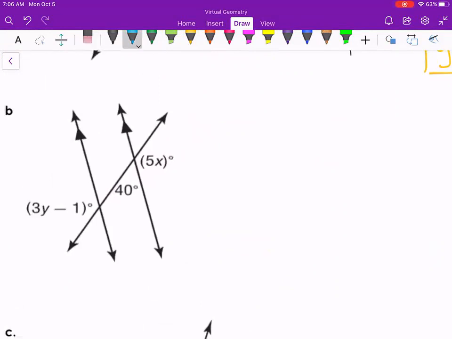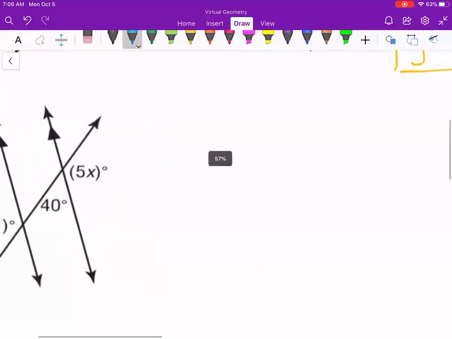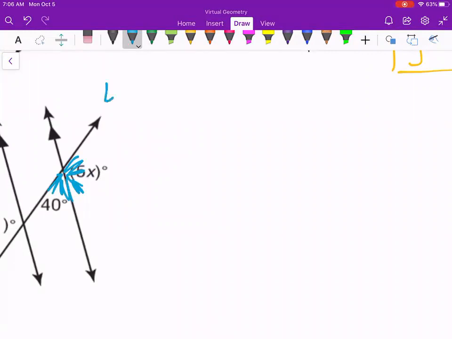All right, 3y minus 1. Let's just look at its location in relationship to the 40. All right, this is an angle set that we do not have a relationship for. There is not one here, but I do have a relationship with the 5x. Problem is, I can't use those two because they have different variables. I need to use that 40 to solve at least one of them first. And since it doesn't have a relationship with 3y minus 1, it does have a relationship with the 5x. Just like the previous problem, these two are linear pairs. And they are supposed to be 180.